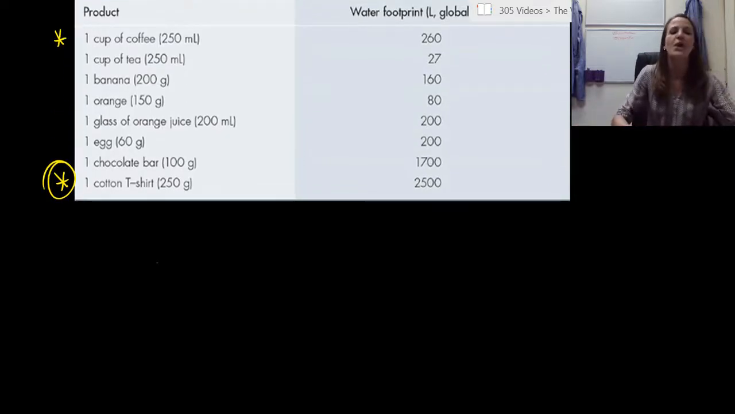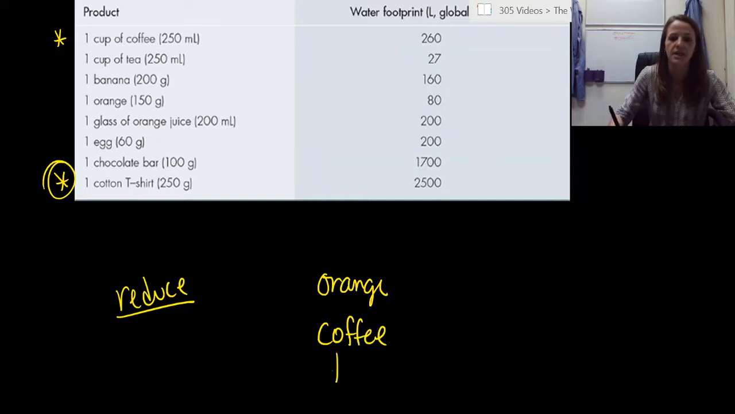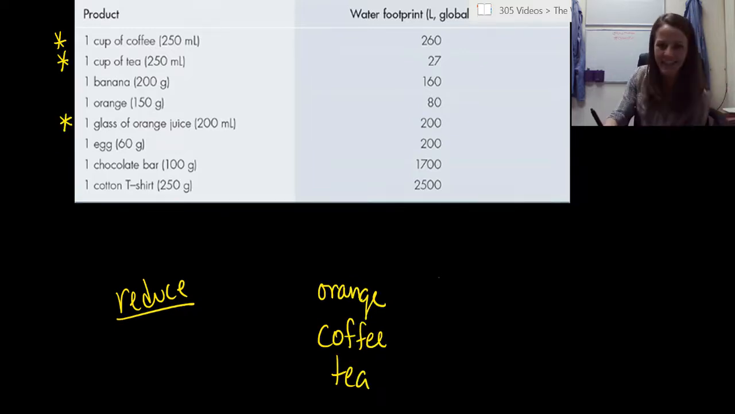All right, last question. Let's end here. If you wanted to reduce your carbon footprint, so you're trying to reduce your carbon footprint, which one of these would you drink less of? Would you drink less of your orange juice? Would you drink less coffee? Or would you drink less tea? Those are your 3 options. Which one would you drink less of? Go.